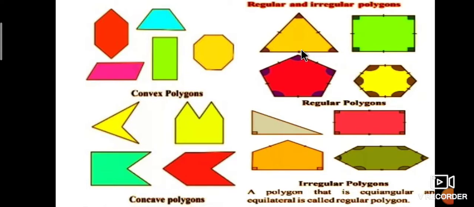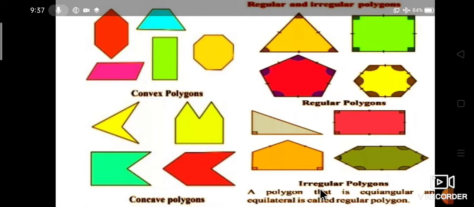Okay. What are regular polygons? Here it is 60 degrees, 60 degrees, 60 degrees. Three sides are equal, and all angles are equal. Such a polygon is called a regular polygon. Similarly, a square has four sides equal and four angles equal. It is called a regular polygon.